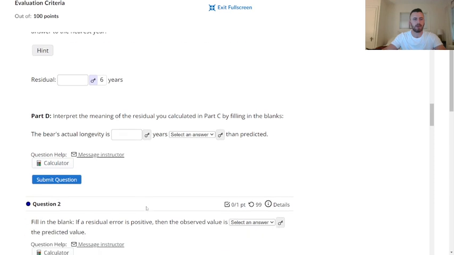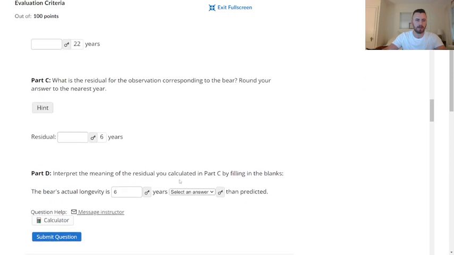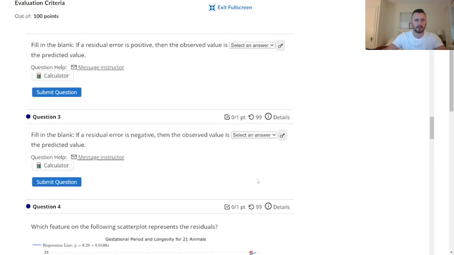Now, interpreting the meaning, we just represent the residual as the difference between what was observed and what was predicted. So the bear's actual longevity is, we're going to enter what we had up here, 6 years. And since it was above the line of best fit, this point is +6. That was our residual, +6. We're going to say above. If we got a negative value, like -6, we would say below. So we're going to say above, or greater than what was predicted. So that's the basic idea.